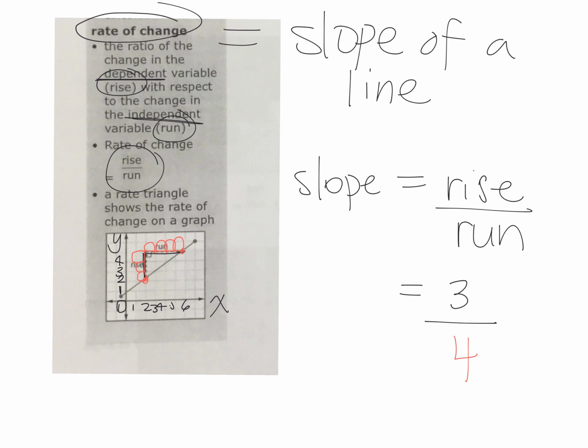What's 3 divided by 4? On your assignment, you had to turn that into a decimal. 3 divided by 4 equals? 0.75. So the slope of this line, the rate of change, is 0.75, or 3 over 4.